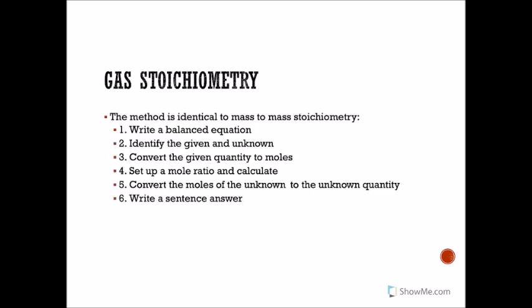We have the same method that we've used for stoichiometry in the last two sections. We write a balanced chemical equation, identify the given and unknown, convert the given quantity to moles, set up a mole ratio and calculate, convert the moles of the unknown to the unknown quantity, and write a sentence answer, or finish with correct significant figures and units.